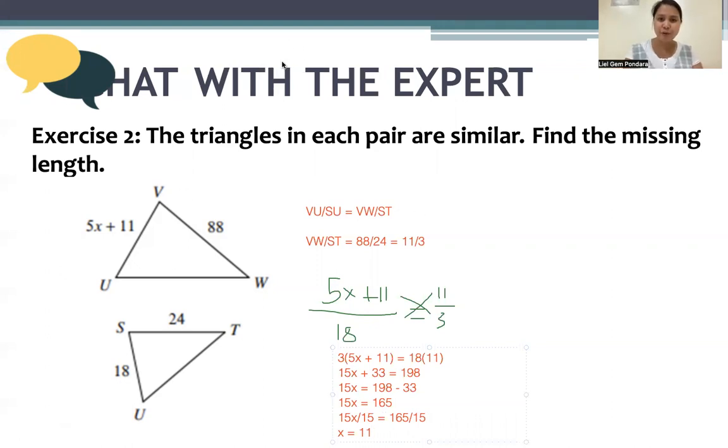Since we're looking for the measure of VU, which is 5x plus 11, we'll substitute it. Our x is 11. So we have 55 plus 11. So VU is equal to 66.